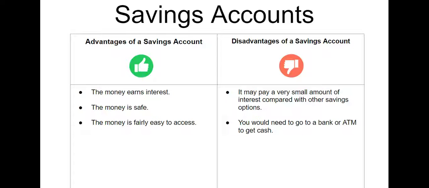Disadvantages, it's a very small interest. It's not like you're going to get a savings account and make tons of money. Very, very small, but it's better than nothing. And then the other thing is with the savings account, you would need to go to a bank or an ATM to get cash.